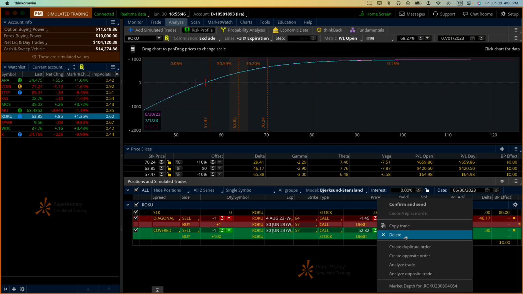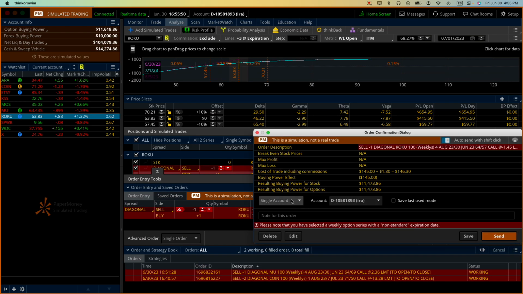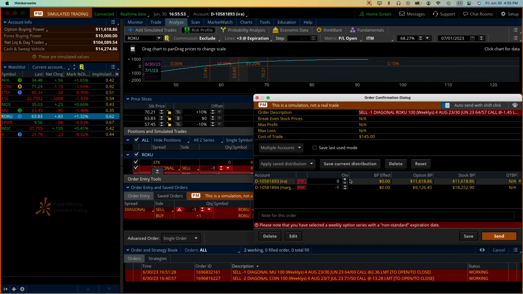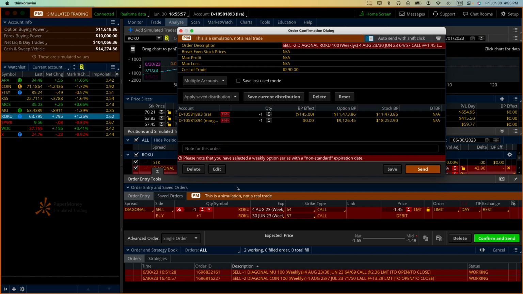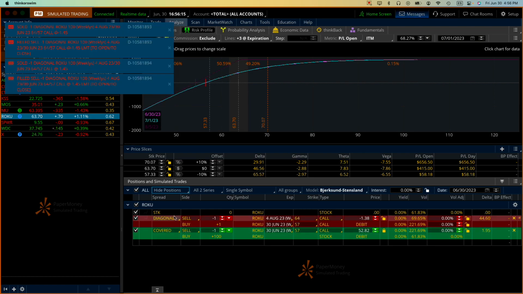So let's say create duplicate order, confirm and send to both accounts. Okay, and as you can see, it's a diagonal spread really, and it's negative because it's a debit when it should have been a credit. Okay, let's send that off. Confirm that that's okay. Did it? Okay. So let's copy that.